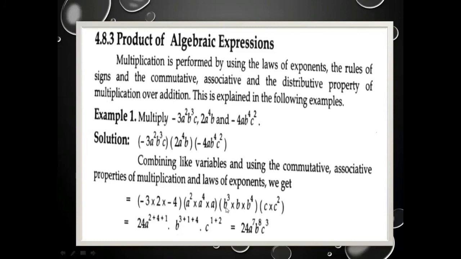Then from the third we have b cube into b into b4. We write b raised to 3 plus 1 plus 4 by applying the same law. From the fourth we write c; its exponents are 1 and 2, so we write 1 plus 2. Overall we say 24. When we add 2 plus 4 plus 1, the answer is 7. When we add the exponents of b, 3 plus 1 plus 4, the answer is 8. And from the fourth, 1 plus 2, the answer is 3. So the answer is 24 a7 b8 c cube.